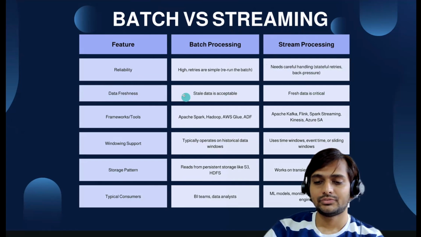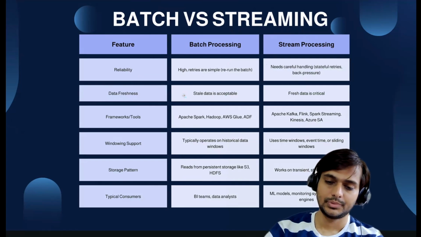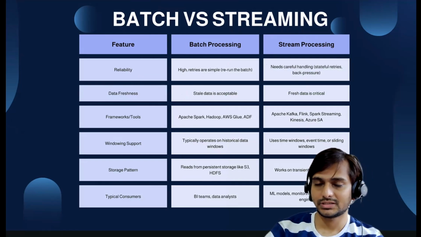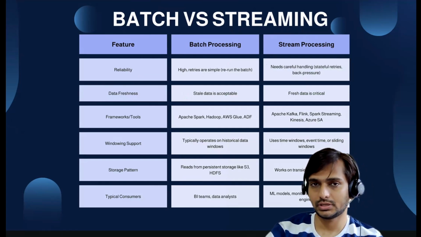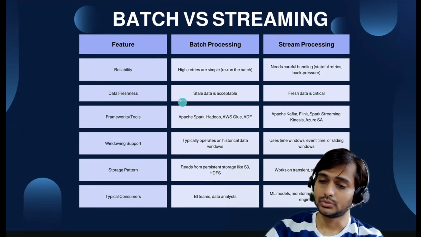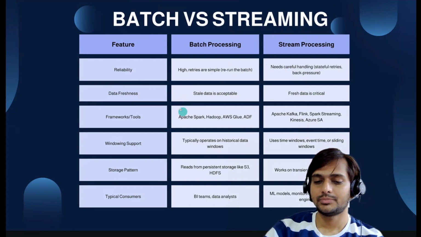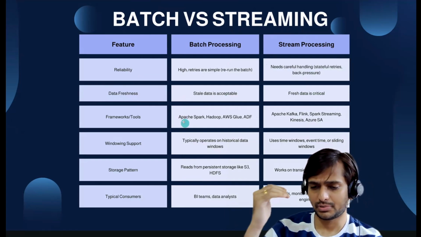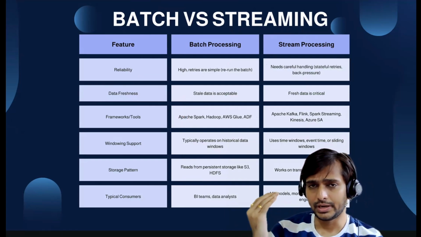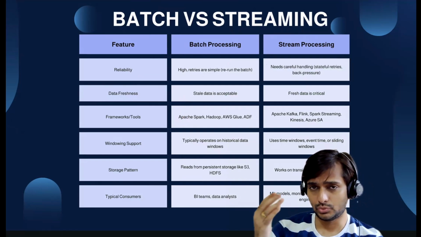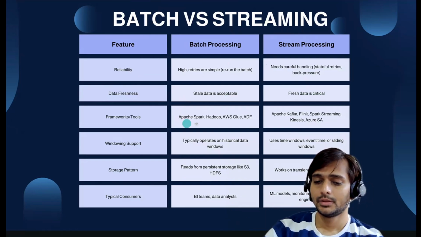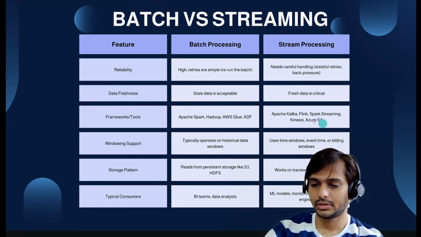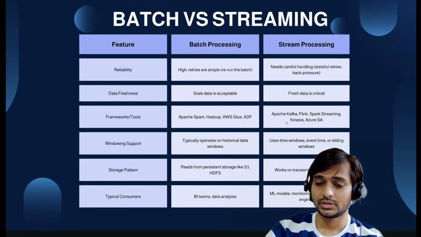So when you talk about data freshness, obviously batch processing will have stale data, which might be acceptable. That is why you are choosing that case. And in terms of stream processing, the fresh data is critical, then you go for streaming. And for frameworks and tools and technologies, as I was mentioning, Apache Spark, Hadoop, AWS Glue or ADF are mostly used in batch processing. When it comes to stream processing, you have Apache Kafka, Spark Streaming, Kinesis and Azure Stream Analytics.